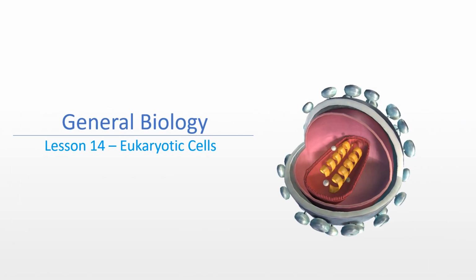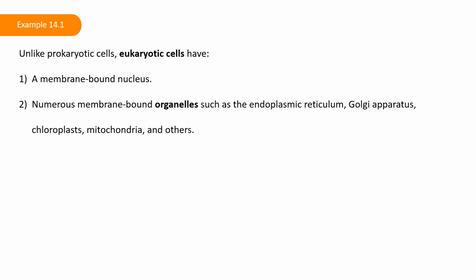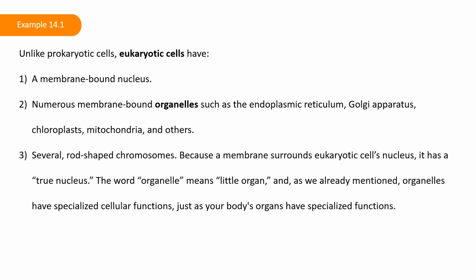Lesson 14, Eukaryotic cells. Unlike prokaryotic cells, eukaryotic cells have 1. A membrane-bound nucleus, 2. Numerous membrane-bound organelles such as the endoplasmic reticulum, Golgi apparatus, chloroplasts, mitochondria, and others, and 3. Several rod-shaped chromosomes. Because a membrane surrounds eukaryotic cells' nucleus, it has a true nucleus.